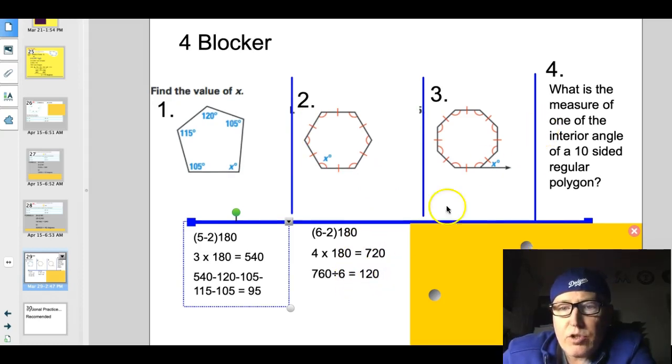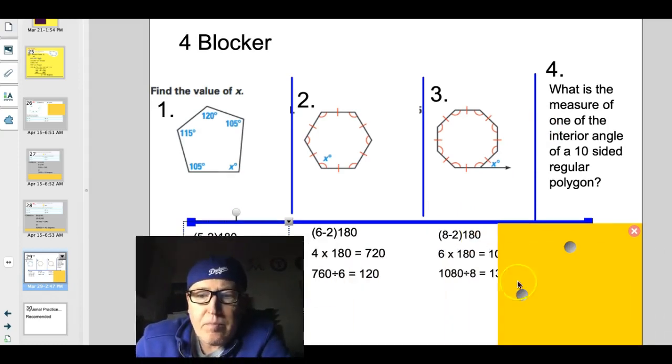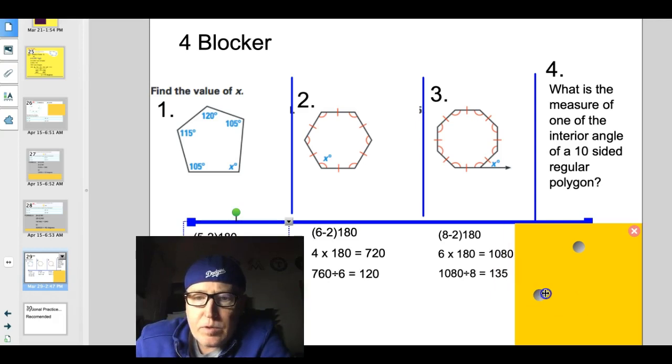This next one's a little tricky. Probably have to move myself over here. All right. So it's an octagon. 8 minus 2 is 6, times 180 gives me 1,080 degrees. So if I take this 1,080 degrees and divide that by 8, I'm going to find out that this angle right inside here where my cursor is, is 135 degrees.